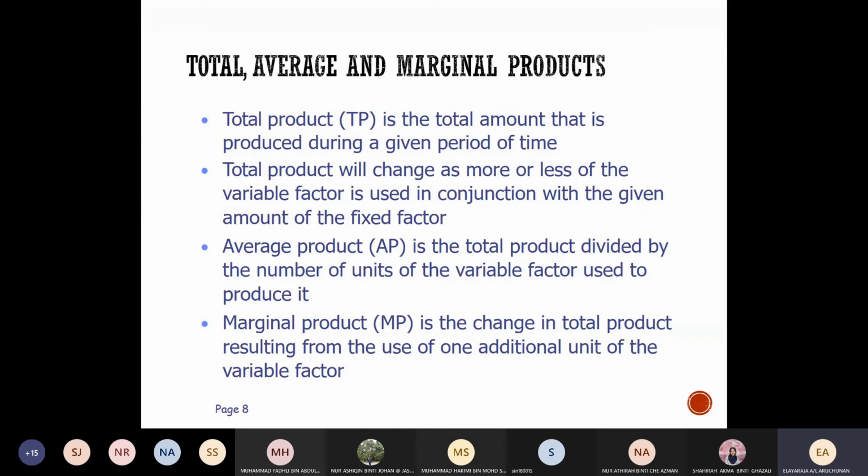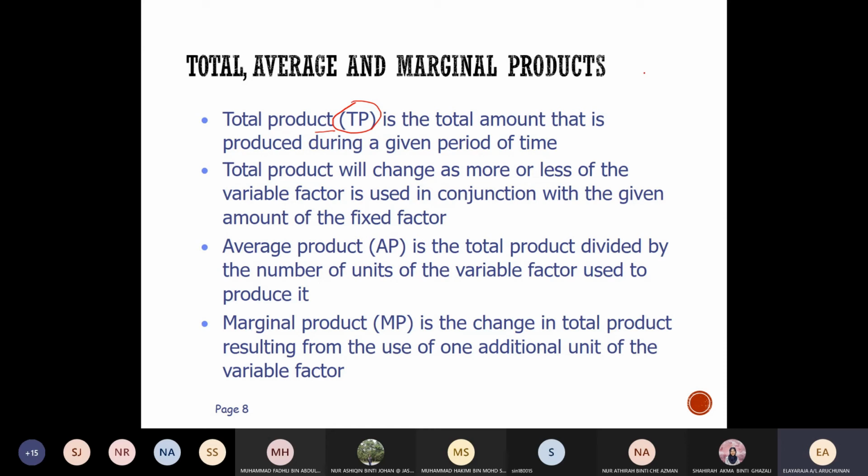Let me go step by step. What does total product mean? Total product is usually stated as TP. You will indicate it as TP. It is the total amount that is produced during a given period of time.